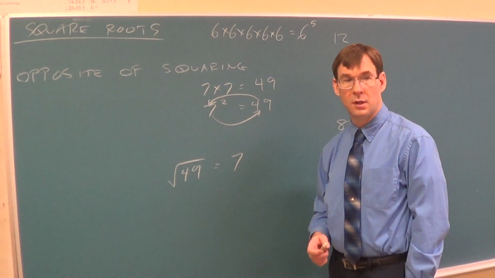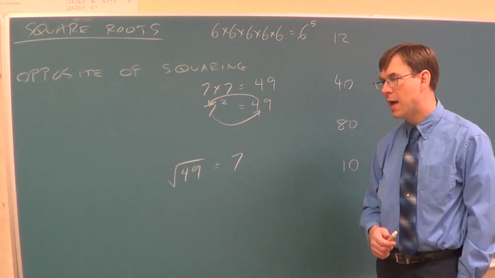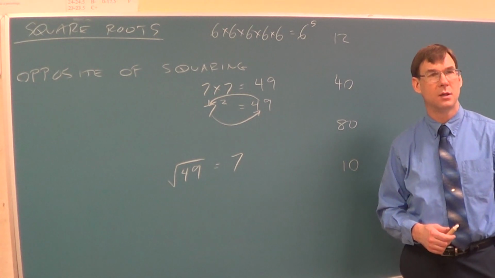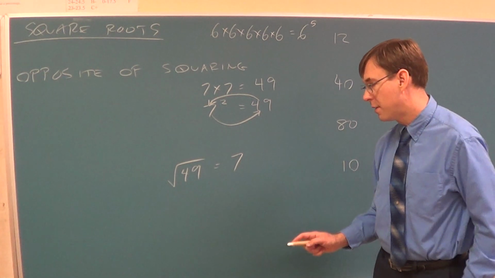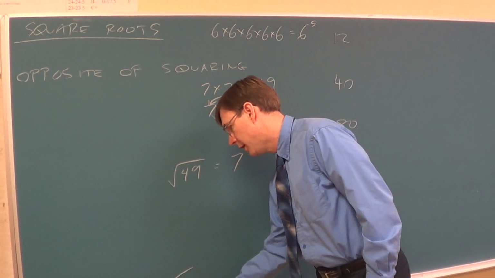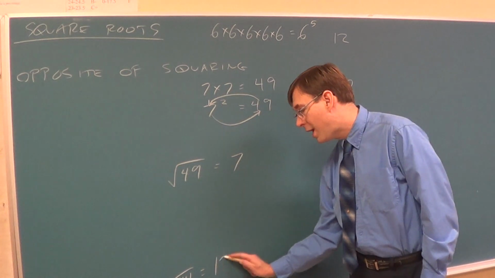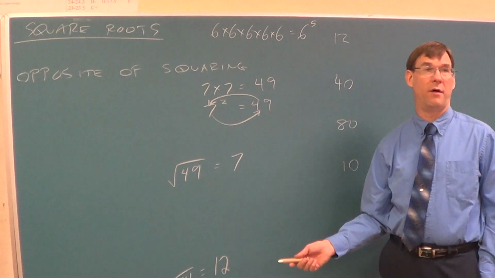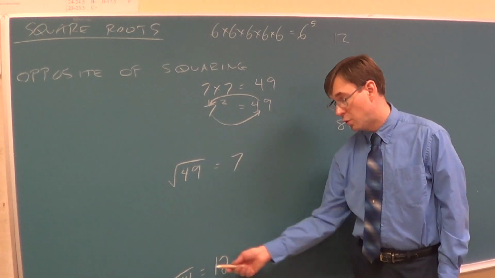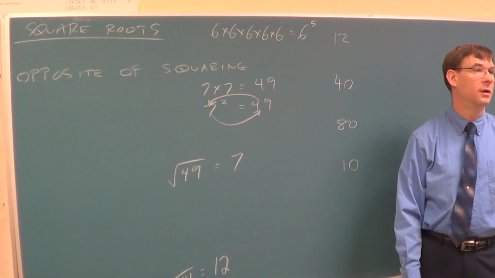12 and 6. 144 is probably the biggest one you'd feel comfortable doing. What's the square root of 144? 12. Why is the square root of 144 12? 12 times 12 makes 144.